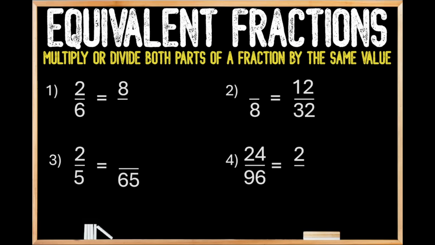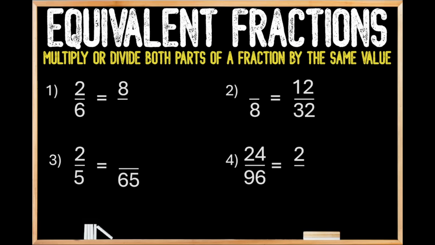2/6 is equal to 8 over something. So here we need to figure out the value of our missing denominator in our second fraction, and in order for us to find the value of our missing denominator, it's important to note that when working with equivalent fractions, as we can see up top highlighted in yellow, we're going to multiply or divide both parts of a fraction by the same value. So since we've been given the value for our two numerators in our two fractions, we can use that information in order to help us to solve for the value of our missing denominator.